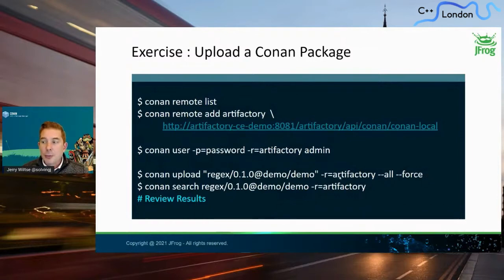We specify the remote that we want it to go to, Artifactory, and we're forcing it. And then finally, the Conan search will show, we pass the -r artifactory, that will show all of the regex packages that it finds on the remote after we upload. Now remember, we're going to upload twice. We're going to upload once from the Linux machine and then again from the Windows machine, and we should see one package after the first upload, and then we should see two binaries after the second upload. So let's try that.